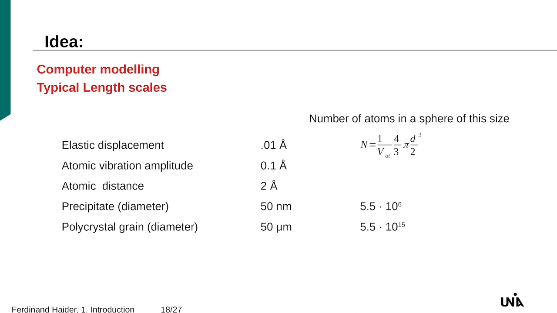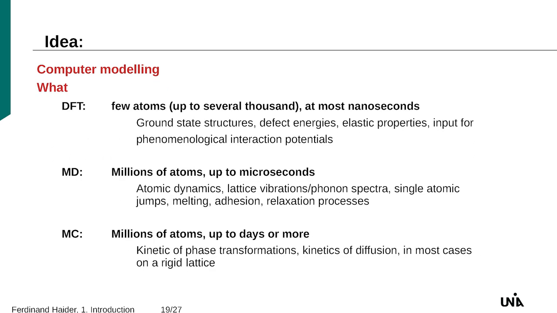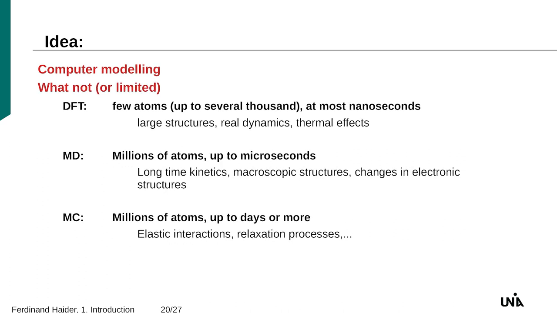With Monte Carlo, perhaps you have somewhat larger crystals possible, but mostly the time scale is better. And again, you don't have realistic grain sizes in a polycrystal. You have only nanocrystalline materials which you can study. So I summarize here what we can do with these different types of simulations: few atoms, nanoseconds perhaps; millions of atoms, microseconds; Monte Carlo, millions of atoms and long time. This controls what you can apply it for, and what is not possible, of course, is everything not covered by these time and space scales.